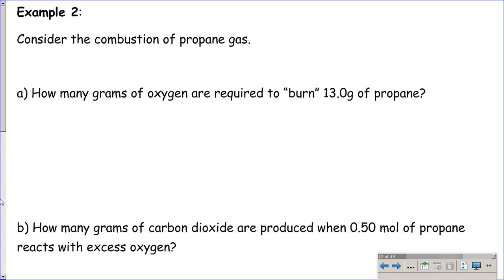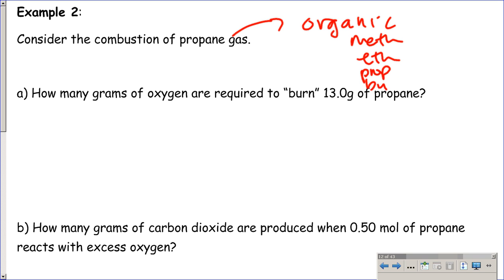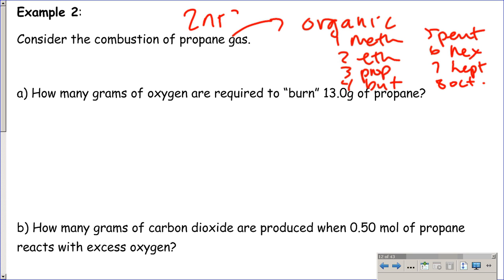And you go, oh, what's propane? Remember, your organic stuff. Meth, eth, prop, but, pent, hex, hept, oct. Okay, so pretty much if it says any of those -ane, then you're doing 2n plus 2 to get the number of H's. These are telling you the number of carbons.